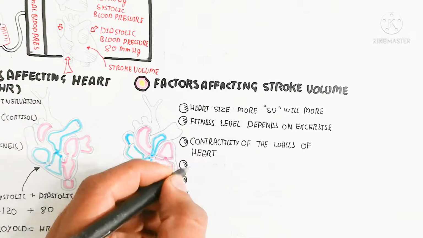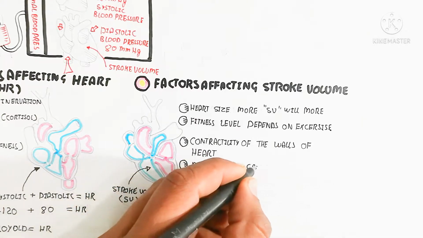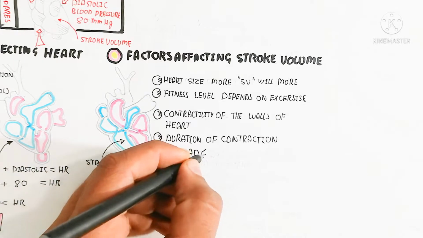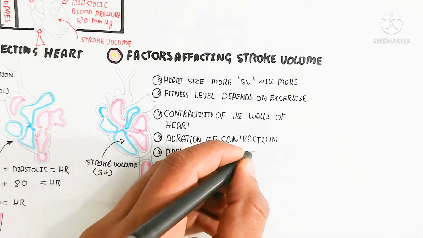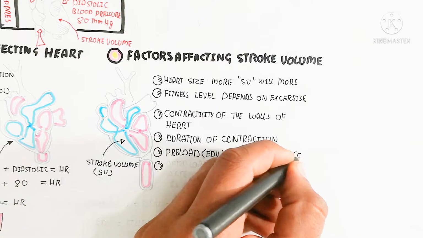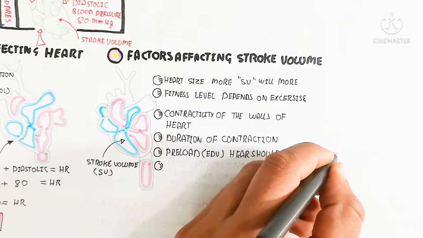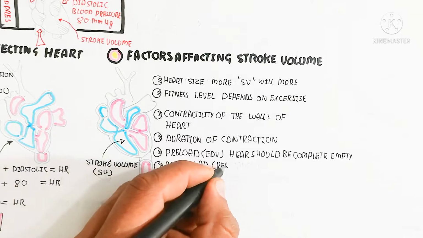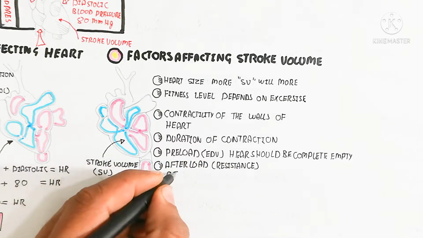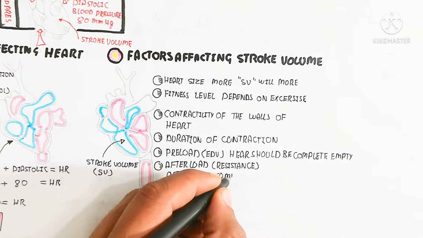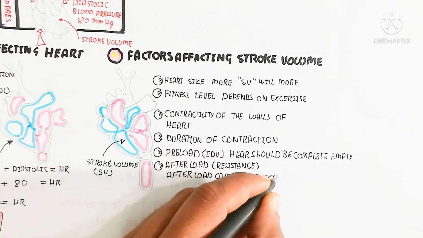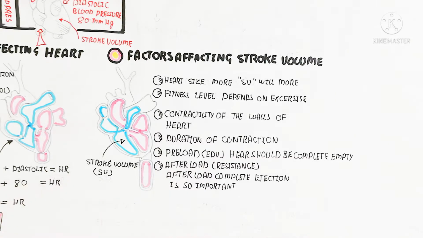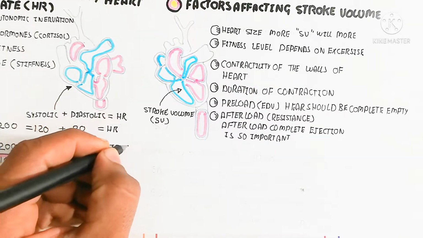So here is the duration of contraction, as well as the preload. The end diastolic volume means the heart should be completely filled, so the end diastolic volume will be more. So the preload is basically this, and in this way the blood should be less but the volume will be more. And the afterload is the resistance. For the afterload, complete ejection is so important.